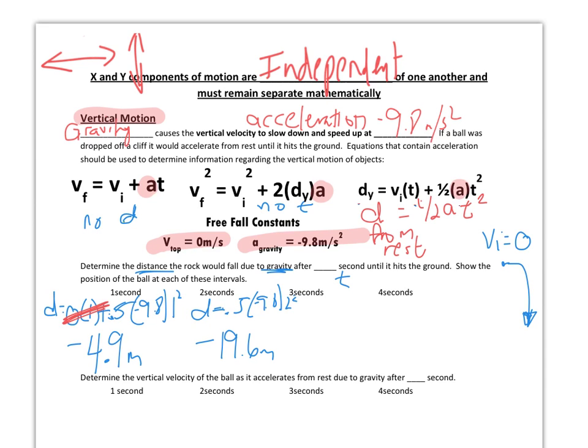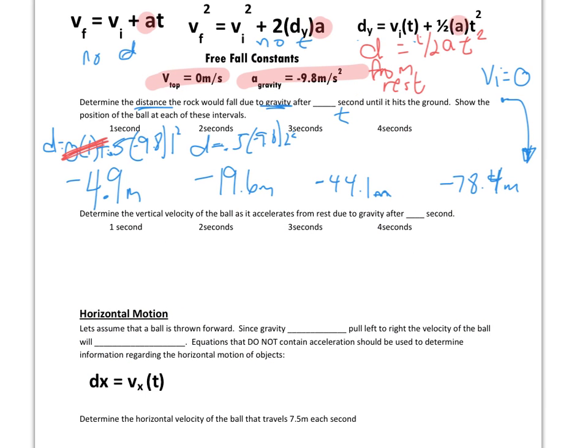If you've done your math correctly, then after 3 seconds, we've fallen roughly 44.1 meters. And after 4 seconds, we've fallen about 78.4 meters. Next, we're going to look at how we could calculate the velocity of an object that falls because of gravity, again, in a set amount of time.